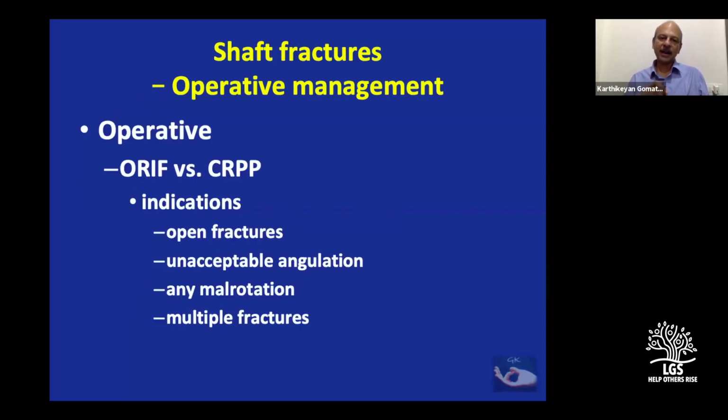Now we come to the operative management. This is very common. We have already seen the indications: open fractures, unacceptable angulation, any malrotation, multiple fractures, and also marginal metacarpals, that is the second metacarpal or the fifth metacarpal. Now we need to decide on what we are going to do. You can do either an open reduction or a closed reduction and percutaneous pinning.